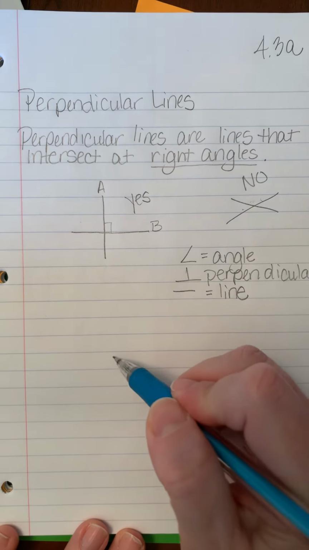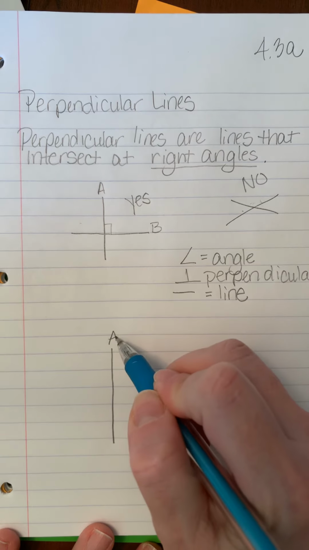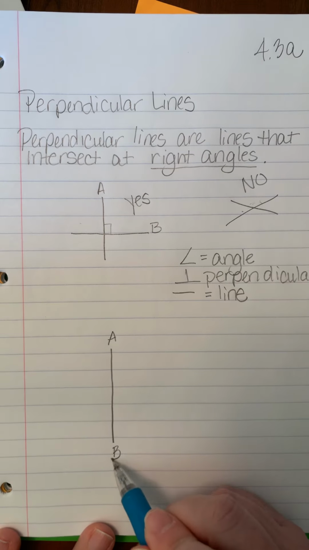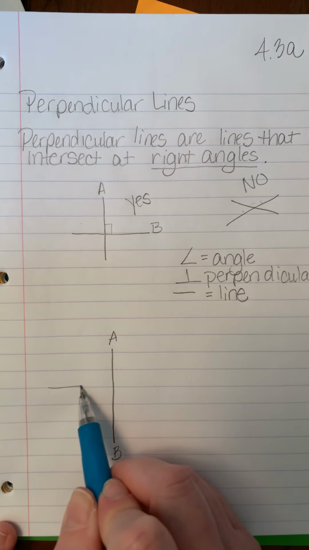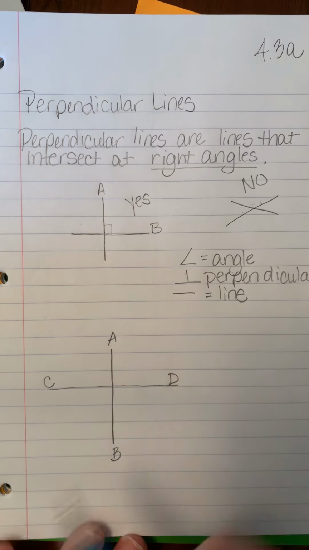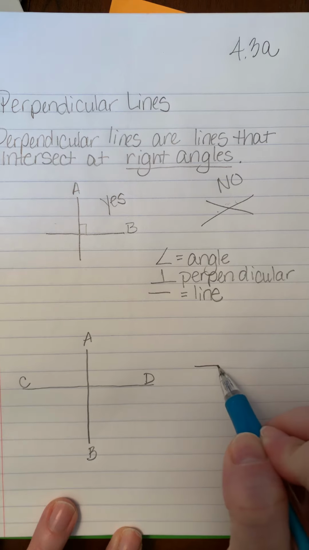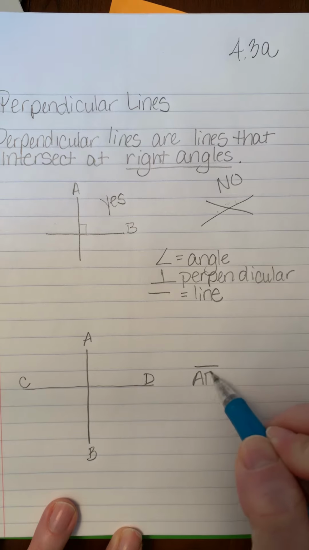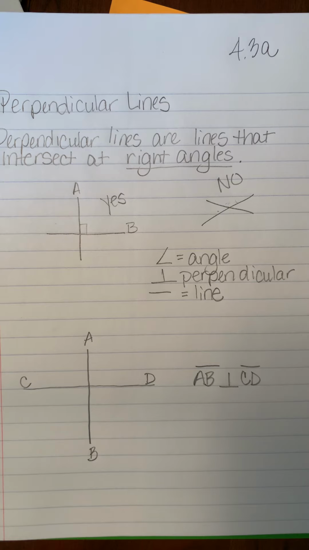Let's draw some lines. So I'm going to draw a line straight down, and we're going to label it A and B. And then we're going to draw a perpendicular line going through it. Use the lines of your notebook to help you. And we're going to label this C and D. So the way you would write that would be line AB is perpendicular to CD. That is how you would write it. Okay, I'm going to turn my page.